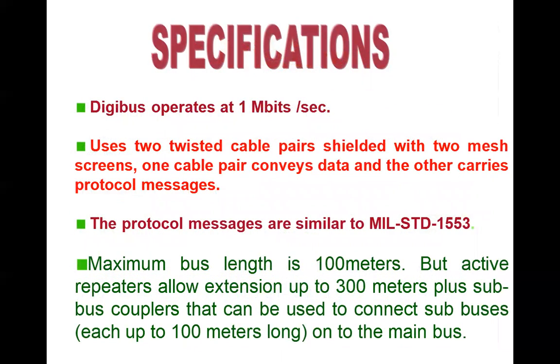Specification of Digibus: it operates at 1 megabit per second. Here it uses two twisted cable pairs shielded with two mesh screens. One cable pair conveys data and the other carries protocol messages. The protocol messages are similar to MIL-STD-1553. Here maximum bus length is 100 meters, but active repeaters allow extension up to 300 meters, plus the bus coupler can be used to connect sub buses, each up to 100 meters long, onto the main bus.